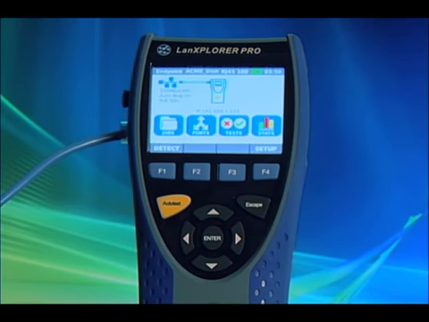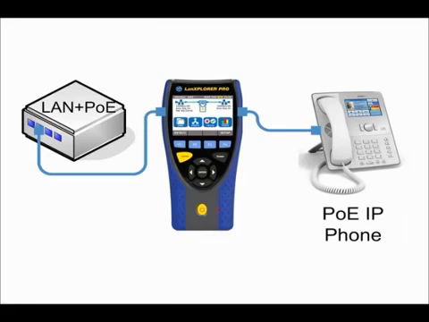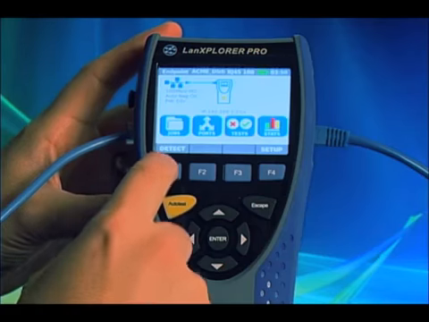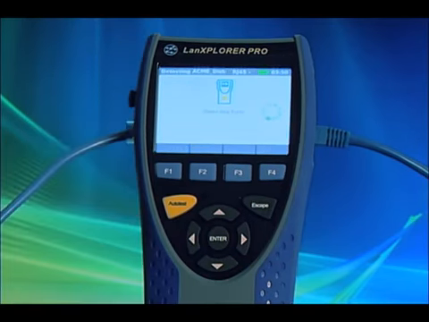To perform a PoE inline test to measure how much power a device is drawing, the network side is plugged into the left port, and the device using the PoE power is plugged into the right port. Press Detect.